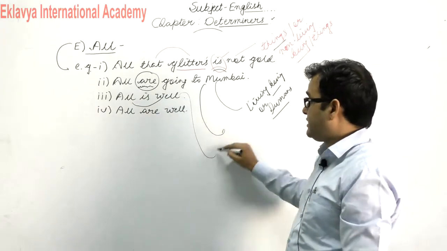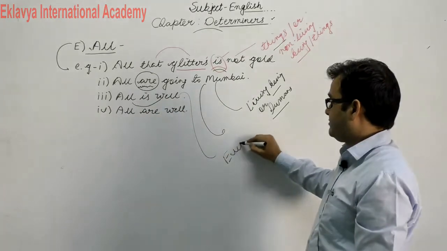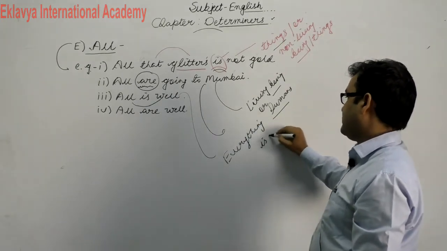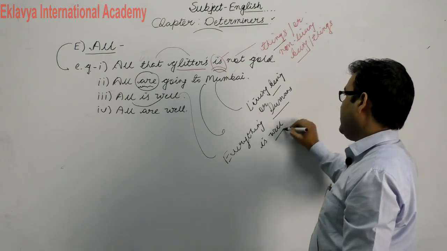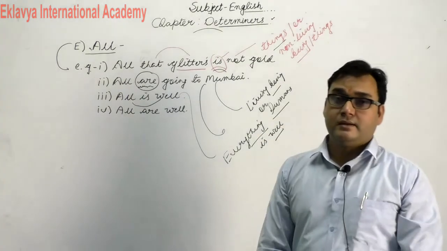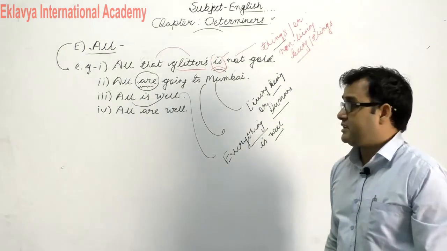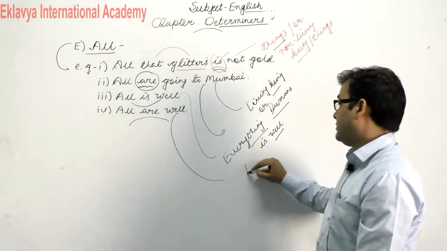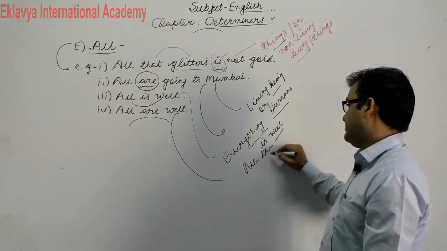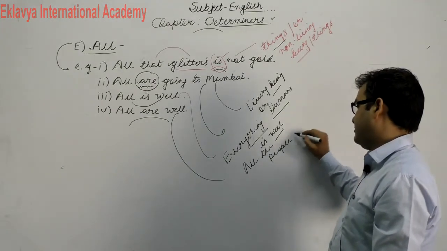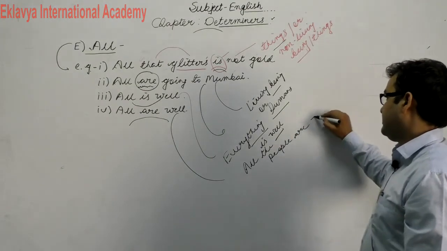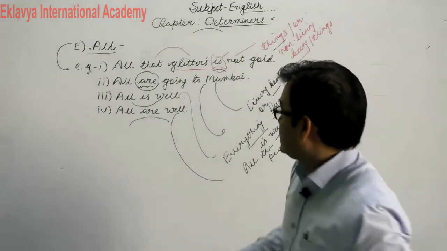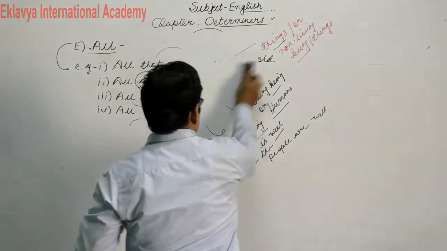All is well means to say that everything is well. The meaning of all is well is everything is well. When you say all are well, it means that all the people are well. Okay, students, let's see the last one of your determiners.